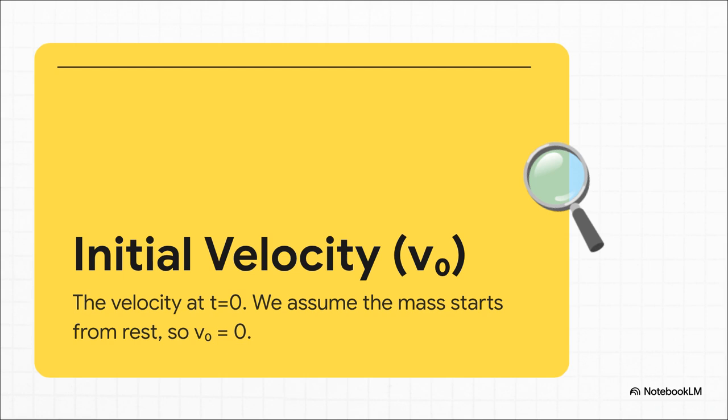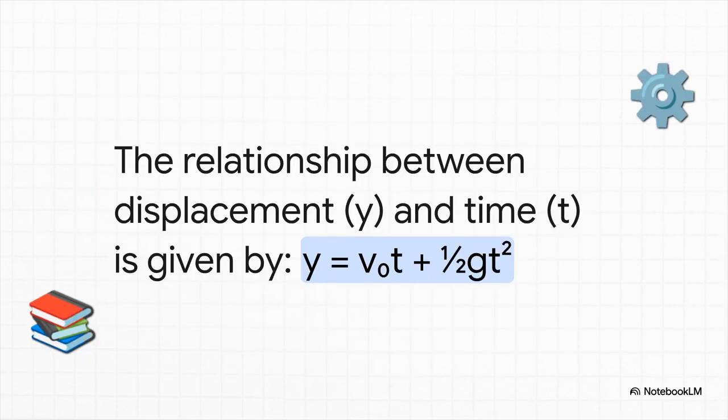We're going to assume that we dropped the mass from a perfect standstill. In physics speak, we say its initial velocity, or v0, is 0. Trust me, this is going to make our lives so much easier. Okay, this equation here probably looks familiar from class. It's one of the big ones for motion with constant acceleration.